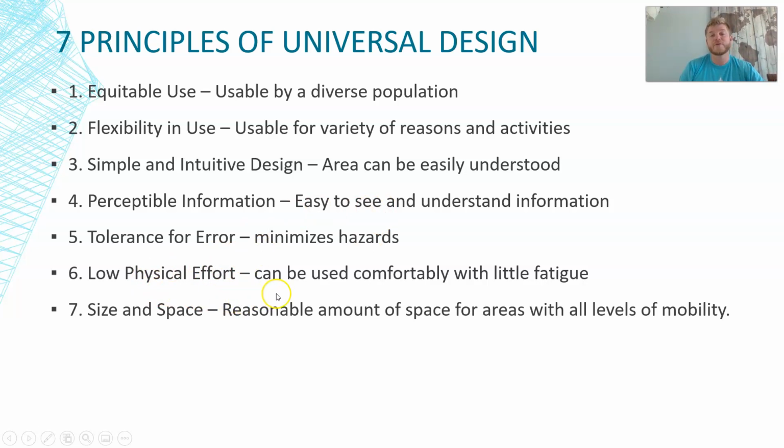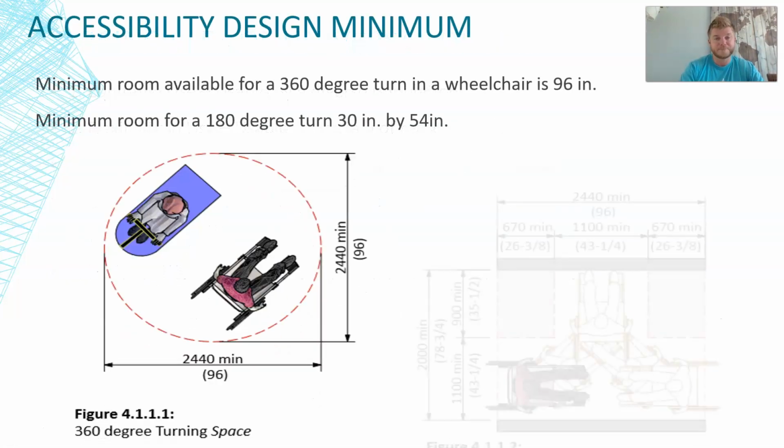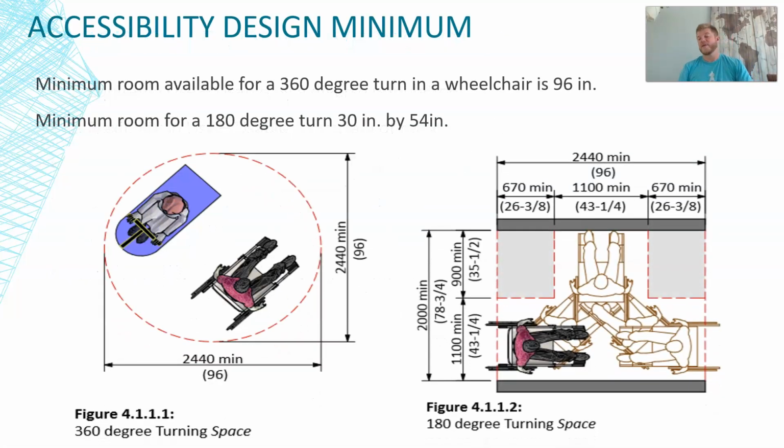Low physical effort, so the things that we can be flexible and move around for different variety of reasons, activities, we can do so with little fatigue. And then size and space is just making sure there's a reasonable amount of space for all the areas, including all the levels of mobility. So we often think about wheelchair accessibility as that is the largest accessibility device that we're going to be using.